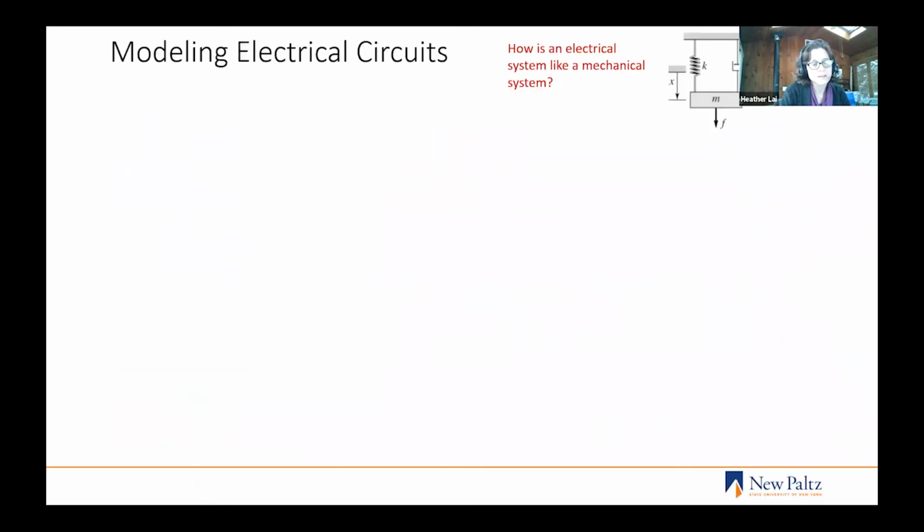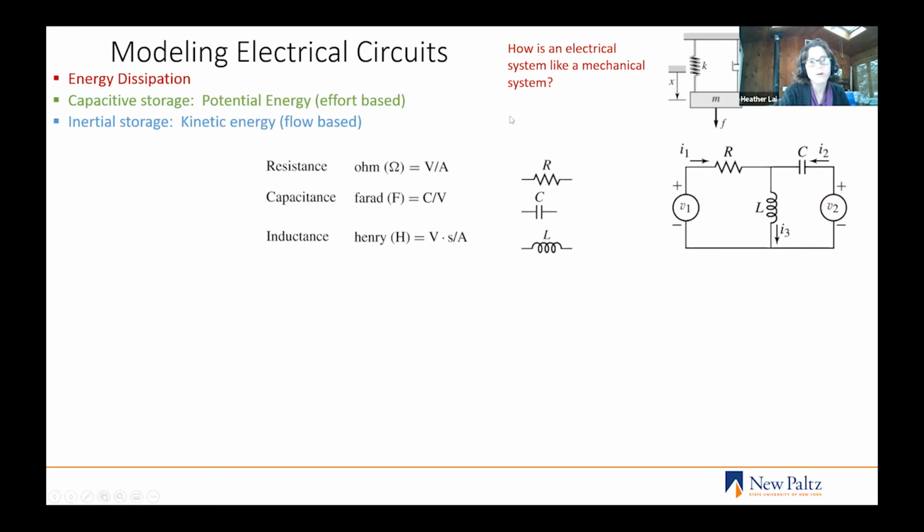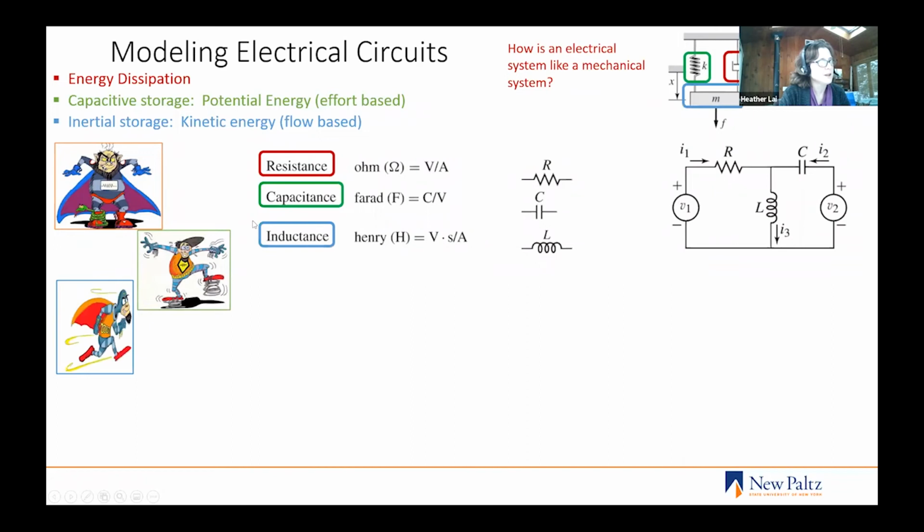We could do the same thing in electrical circuits, right? So I usually start by saying, hey, how is an electrical system like a mechanical system? And then we pull up our electrical circuit and we go right back to those different ways that energy can be transformed, right? So we figure out what's acting as a resistance in our mechanical system, and we can identify that the resistor is going to do the same thing in our electrical system. We have capacitance and we have inductance.